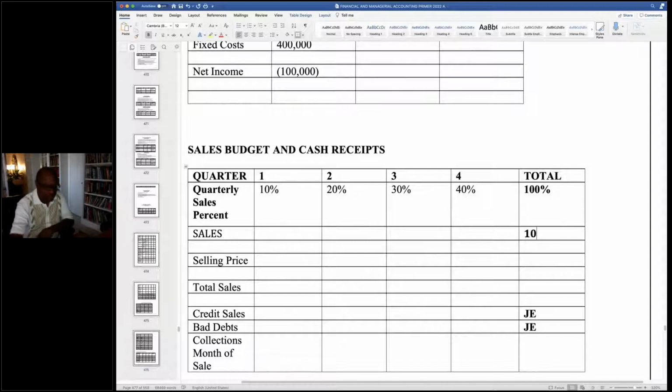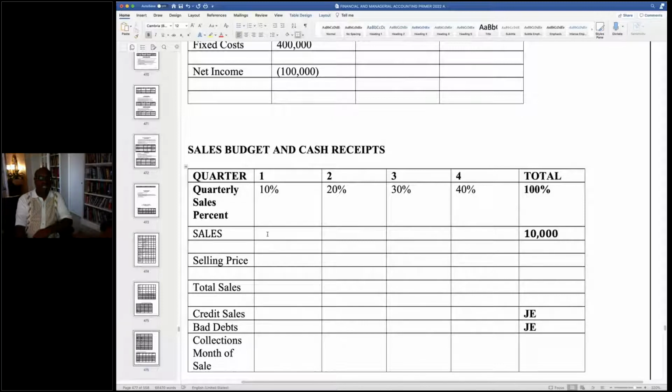So it kind of needs to be right, else you have a whole lot of wrong numbers. So the quantity is 10,000.